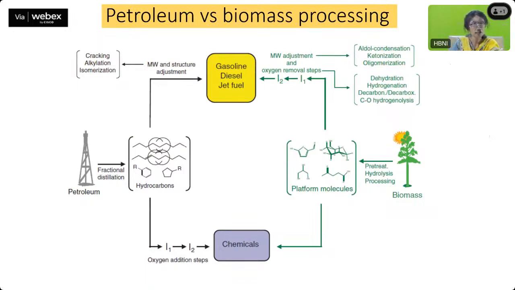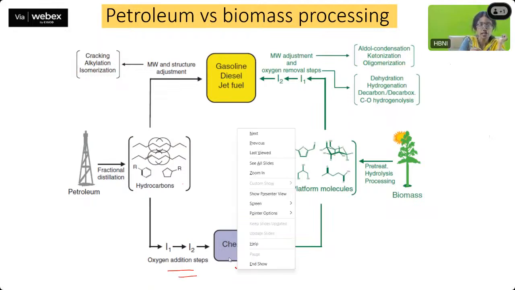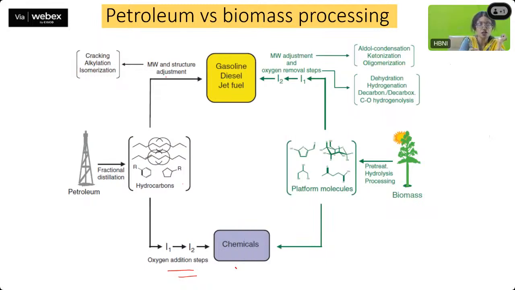So if you look into petroleum refining versus biomass processing, how is it going to look? For petroleum, you have fractional distillation, you are forming hydrocarbons. You can have different oxygen addition steps and you get chemicals. You can have different molecular weight and structure adjustment by cracking, alkylation, isomerizing processes, and you will get gasoline, diesel, jet fuel, and things like that.